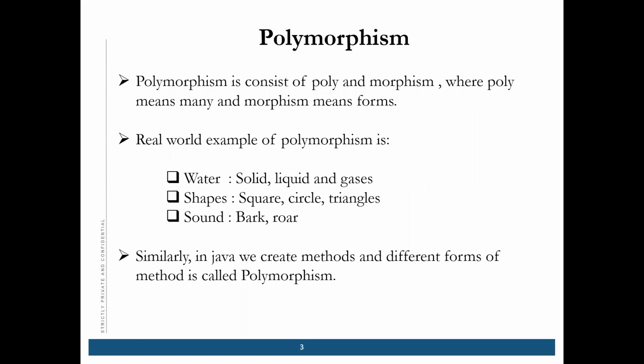Suppose we are using the same name, for example addition of two numbers. We can do addition of two numbers by passing two parameters. So add will be the same method, but we are passing two parameters. That is one form. And if we want to add three numbers, but the method name is add only, but we are passing three numbers, that is a different form. Both the methods are different, but they have the same functionality.